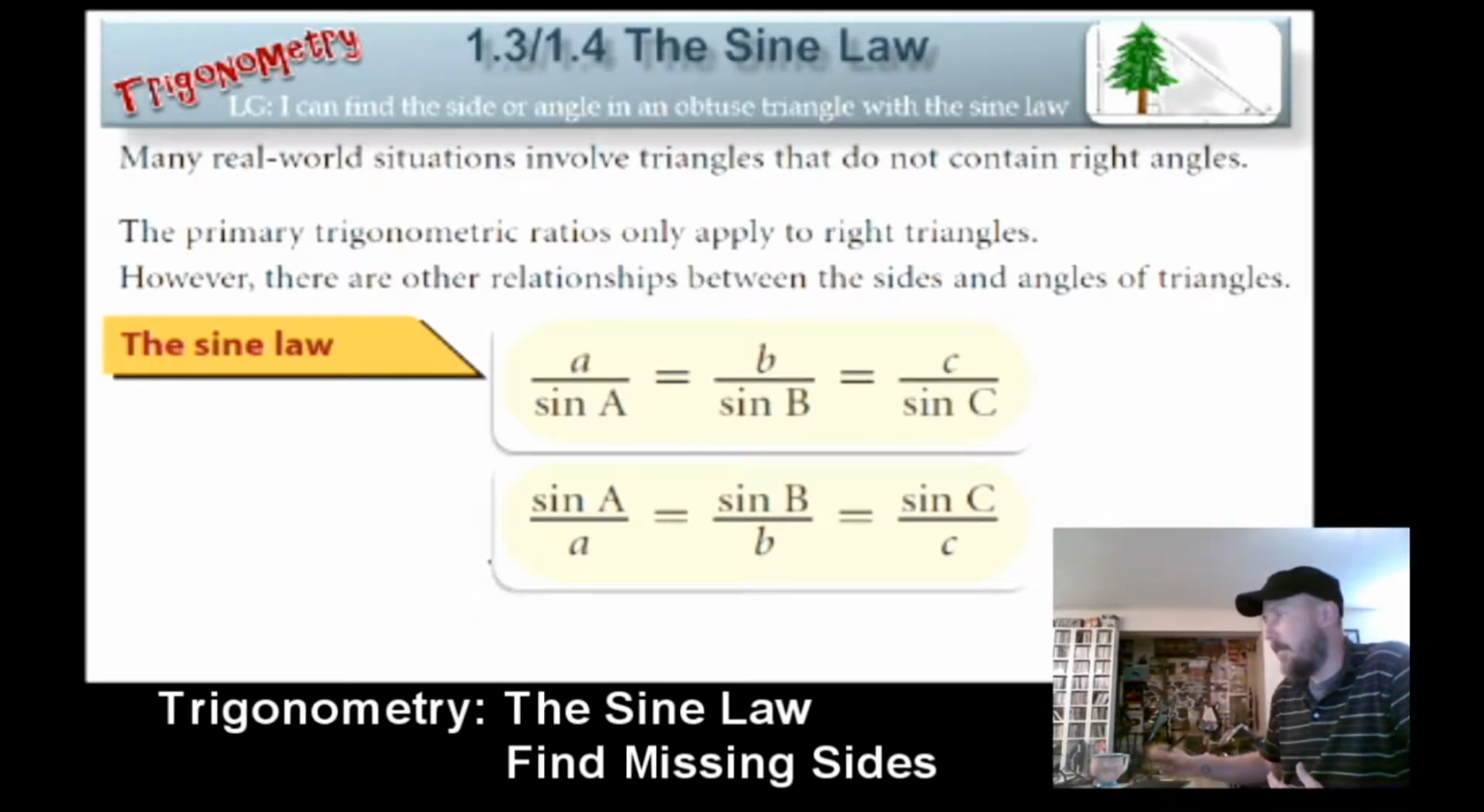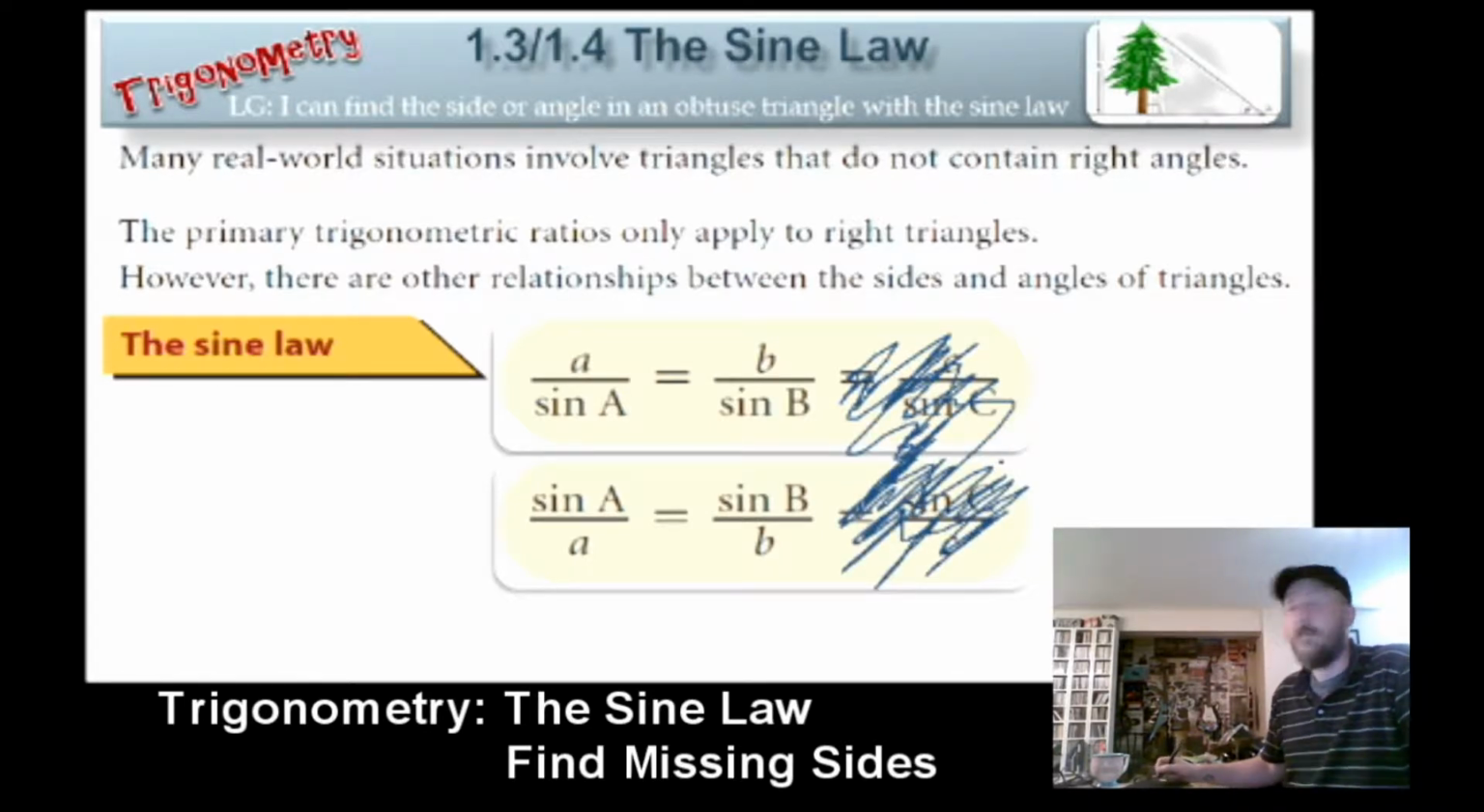Normally when we see it, it won't have this. And when I write it, I don't have that part. So I just have something like sine A over A equals sine B over B, or A over sine A equals B over sine B. Now I'm saying or here. We can use the top one, or we can use the bottom one.